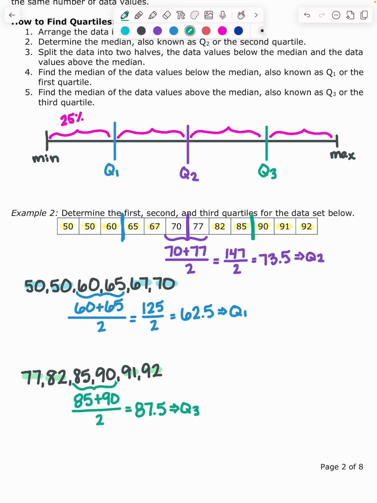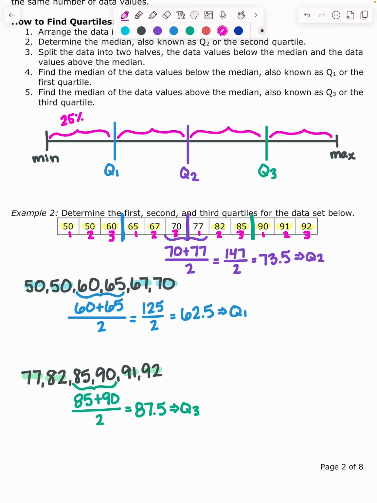And if I just come through and check really quickly, I have 1, 2, 3 numbers below Q1. 1, 2, 3 numbers between Q1 and Q2. 1, 2, 3 numbers between Q2 and Q3. 1, 2, 3 numbers above Q3. So I have 4 sections, and each section has the same number of data values.